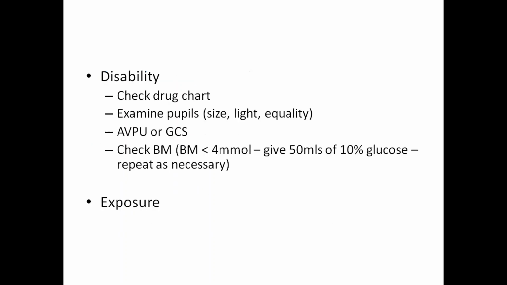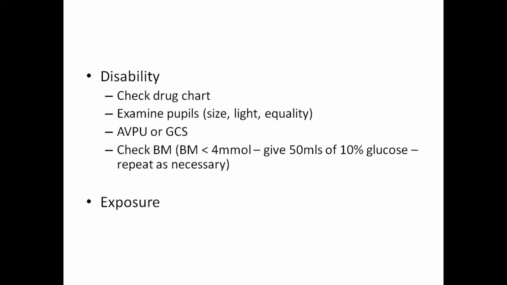When we move on to disability, we're in essence at this point trying to assess for level of consciousness. So we're either using a GCS score, a Glasgow Coma score, or the AVPU score, seeing if the patient's alert, verbal, responding to pain, or completely unresponsive. There are a number of factors that can obviously affect this.